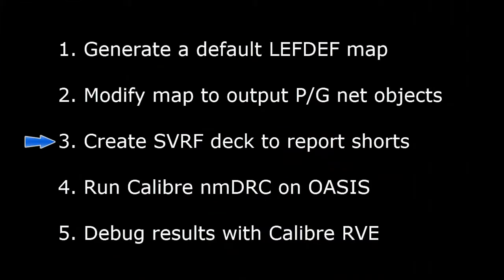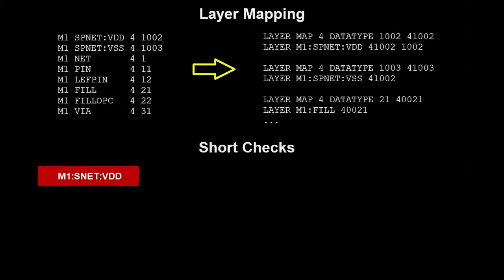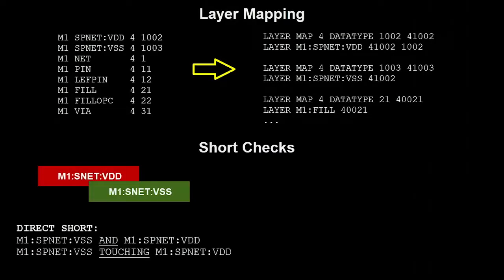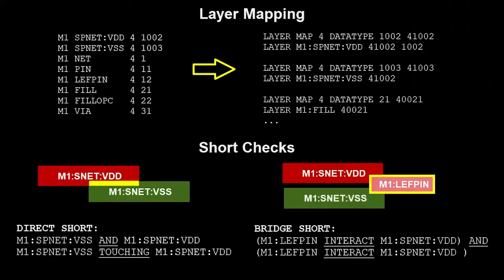In the next step, we need to create a Calibre rule deck that will map the layers and find the shorts. The rule deck needs to map the FDI output layers to a Calibre layer name. Next, we need to use some simple Boolean operations to find the direct shorts between VDD and VSS shapes. And lastly, we need to define the rules to find bridging shorts between VDD and VSS shapes.